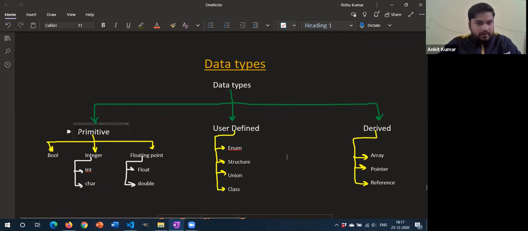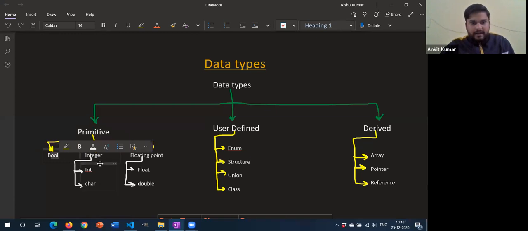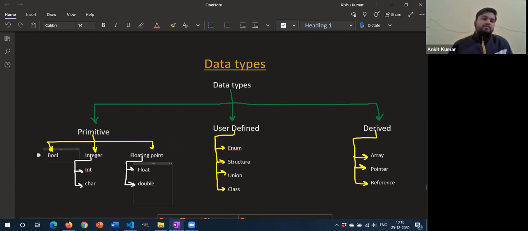Now let us discuss primitive data types. Primitive is further classified into three different data types: bool, integer, and floating point. So what is bool? A bool is a data type which will return either true or false. So that is used for only this purpose.